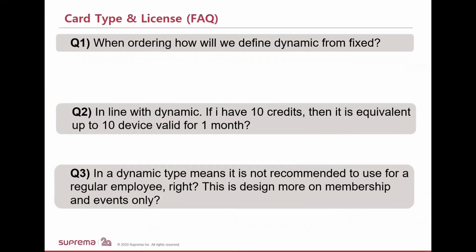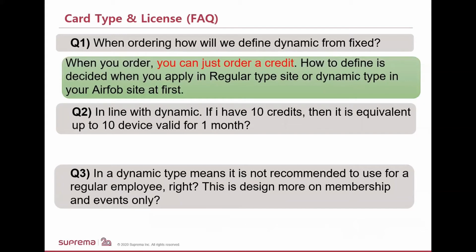These are frequently asked questions about Suprema Mobile Access card type and license. Let's check answers for each question. Question 1. When ordering, how will we define dynamic from fixed? The answer is, when you order, you can just order a credit. How to define is decided when you apply in regular type site or dynamic type in your AirFob site at first.